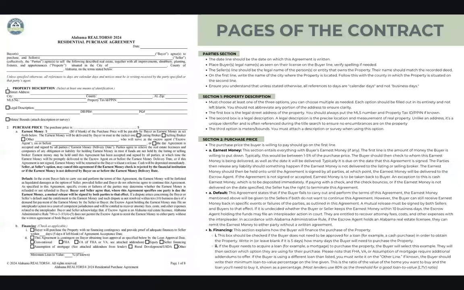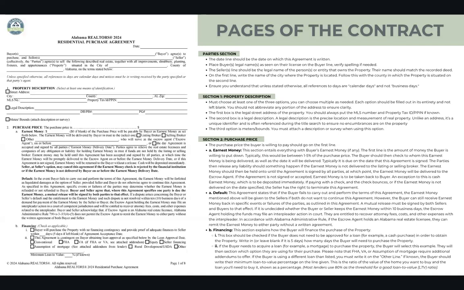And now we are getting into pages of the residential purchase contract. Up at the top is the party section. So the date line should be the same date on which this agreement is written. Then you're going to place the buyer's legal names as seen on their license on the buyer line. Please verify spelling if needed.